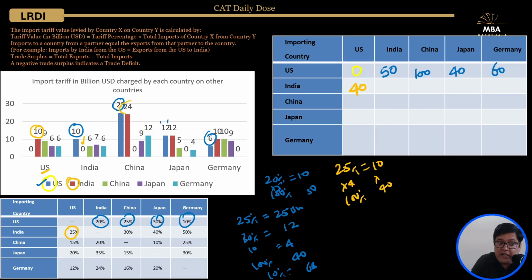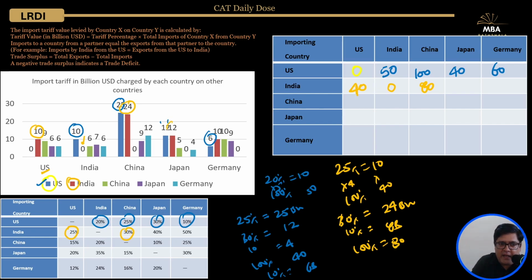Now, India charges 24 billion tariff to China. 24 billion, which is 30%. So 30% is 24 billion. If I cancel 3, 10% is 8 billion. So 100% must be 80 billion. This is 0. India imports from China 80 billion worth of goods. The horizontal lines are imports.